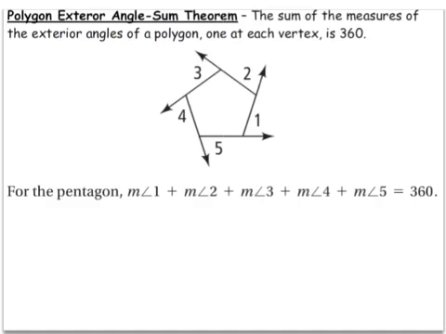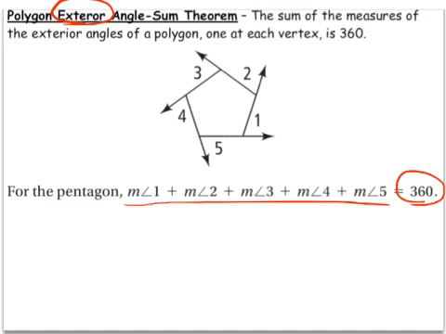Here's our last theorem for this section. It's the Polygon Exterior Angle Sum Theorem. It says that the sum of the measures of the exterior angles of a polygon, one at each vertex, is 360. So basically, if we take all of the exterior angles and add them together, they will sum to 360. What is really cool about this theorem is that it works for any polygon, no matter the number of sides or whether it's a regular or irregular polygon.